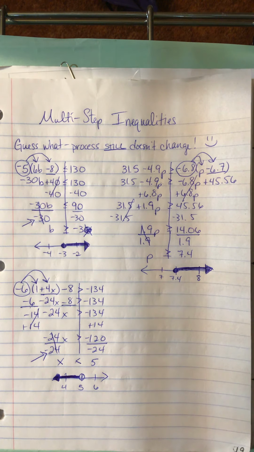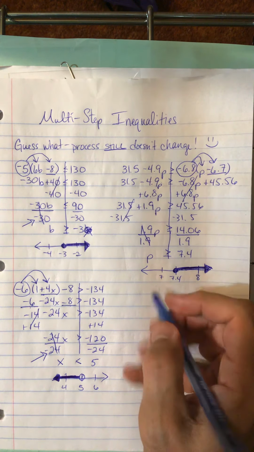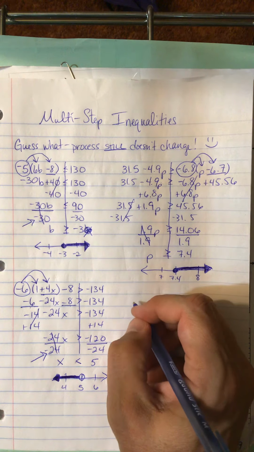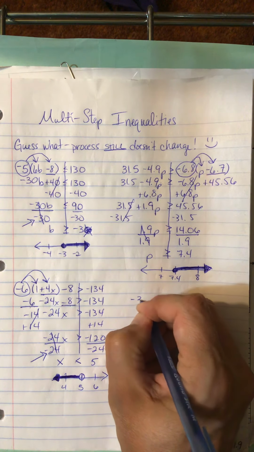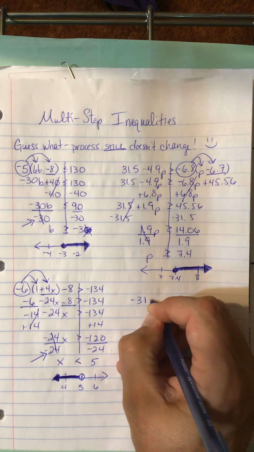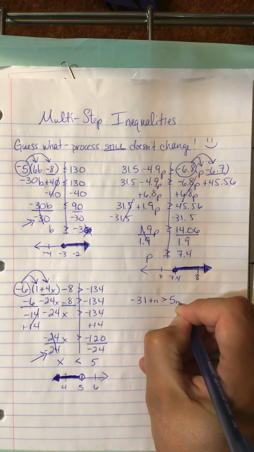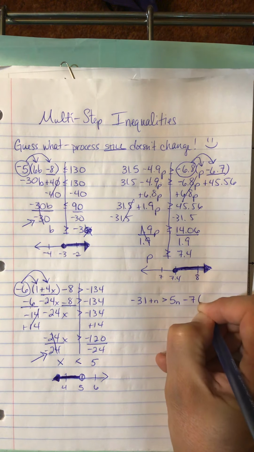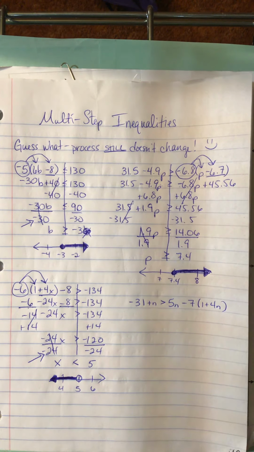Let's keep it up. Let's do one more together, then I'll give you a couple to work on your own and practice for you tonight and bring to class tomorrow. -31 plus n is greater than 5n minus 7 times the quantity of 1 plus 4n.